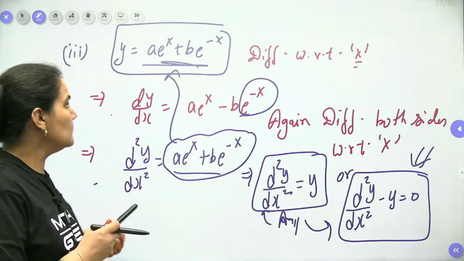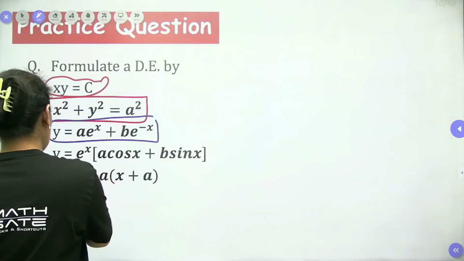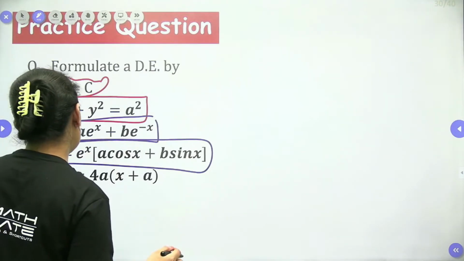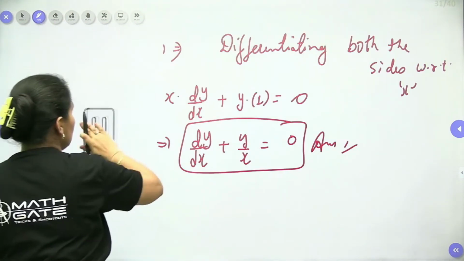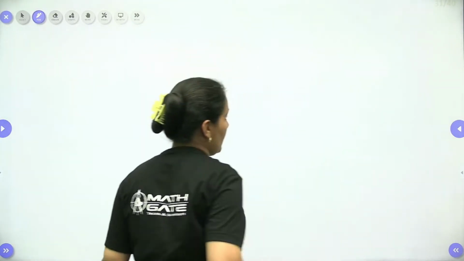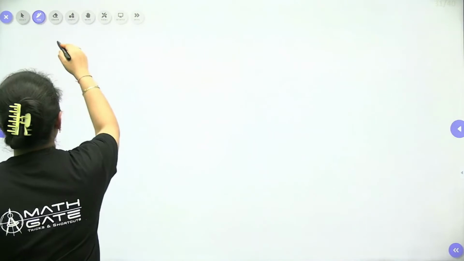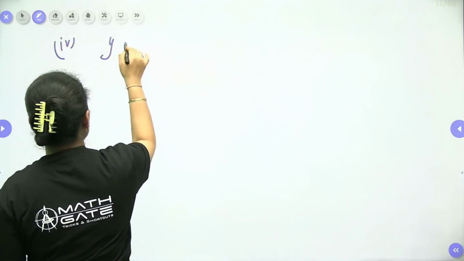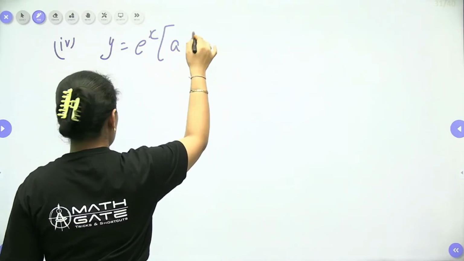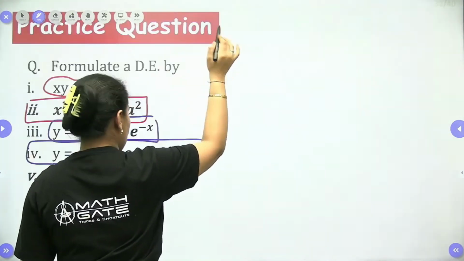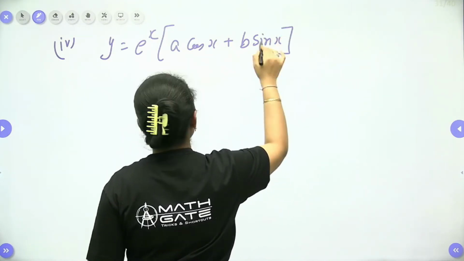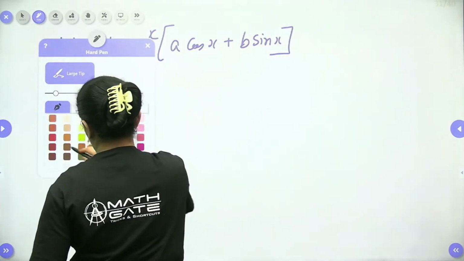Okay guys, now let's have discussion on the next one. This is again a very good question. So let me write down, y is equals to e to the power x. This is a good question to approach. So what we have? We have the fourth question, that is y is equals to e to the power x, a cos of x plus b sin of x, right? So we have to formulate a differential equation for this particular given equation only.